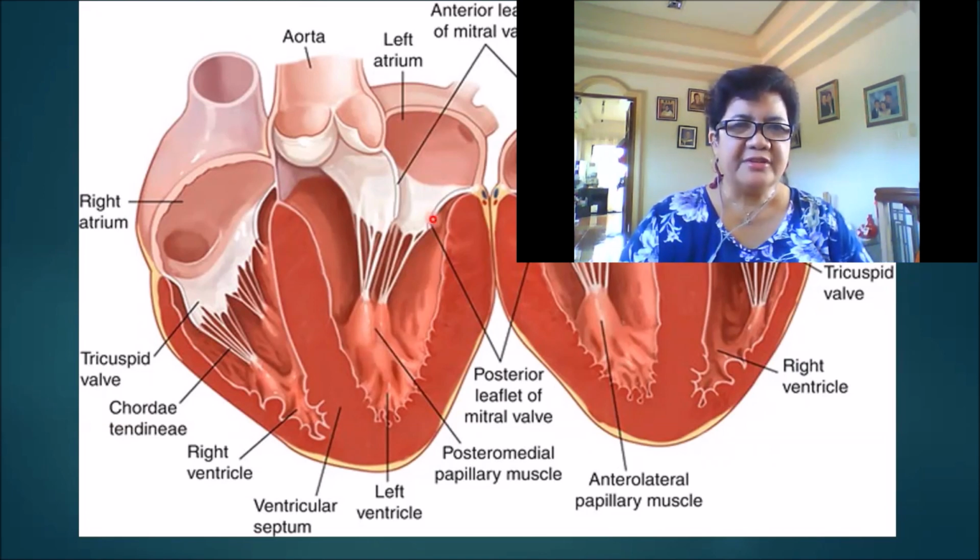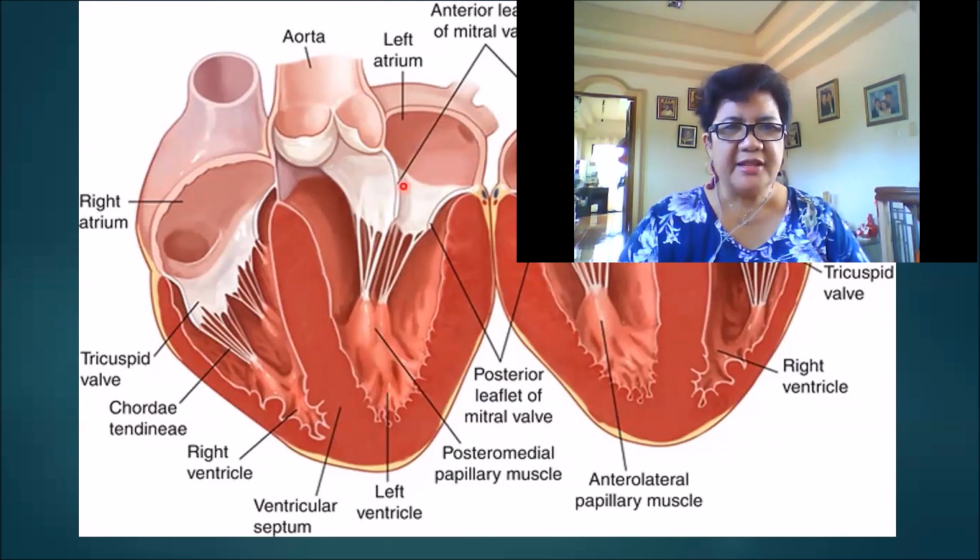So when there is ventricular contraction, there will be closing of the flaps or cusps of the mitral valve and the tricuspid valve. When this contracts, the papillary muscle will also contract so that the valve will not flip inside out, meaning it will not go to the atrium. It will still stay there between the ventricle and the atrium, so that there will be no spillage of the blood being pushed by the ventricle.